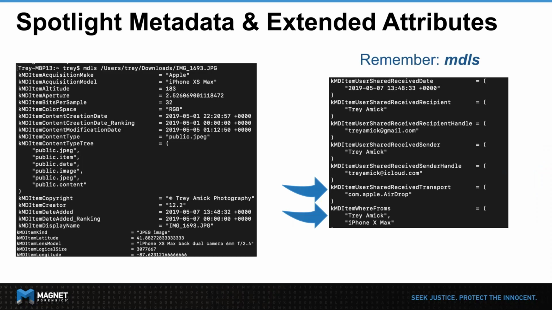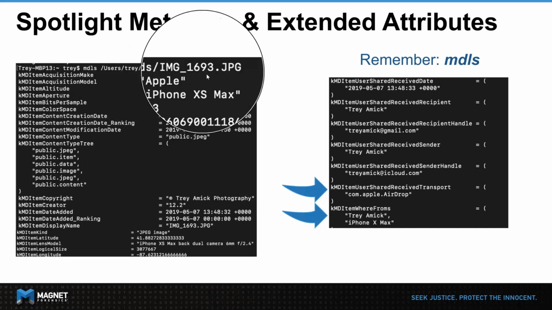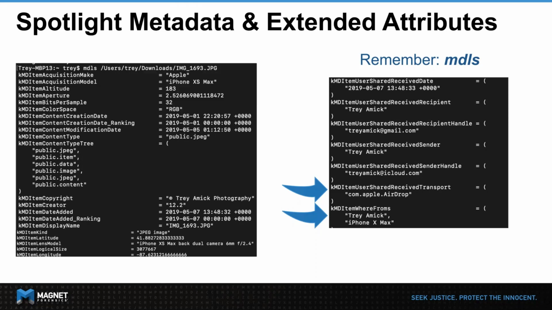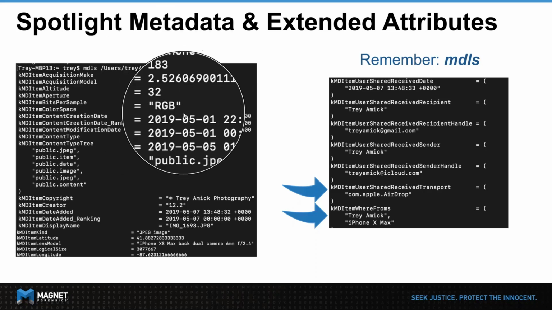So on the left-hand side here, you can see I ran a very quick mdls command. This gave me the Spotlight metadata of a picture. And when we're looking through some of this, you can see acquisition make and model. It was an Apple iPhone XS Max. We can see the altitude, we get the aperture of the camera, and we can get the creation date of this picture. So we have that information.